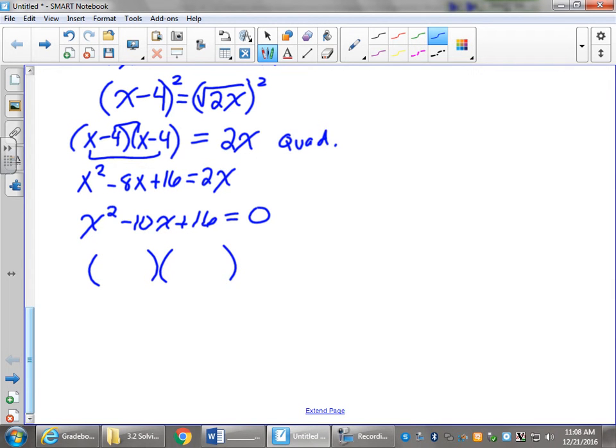Factors of 16 that'll combine to negative 10. Sandra? Good. Negative 2 and negative 8. And if we set those factors equal to 0, what are the two solutions? Positive 2 and positive 8.